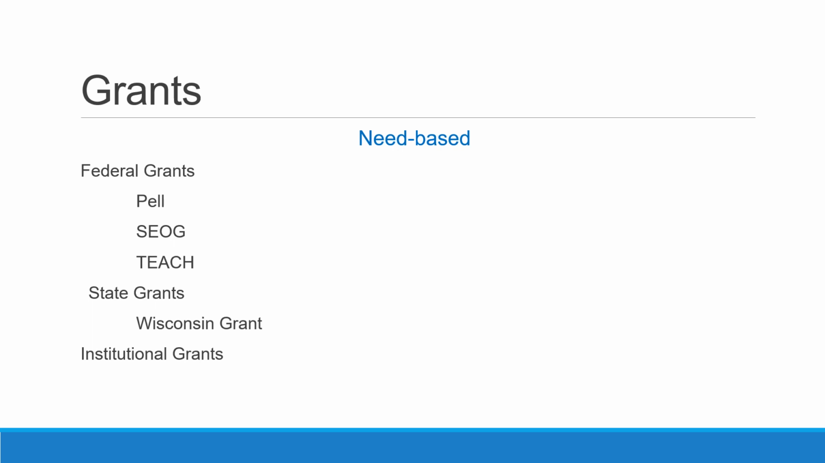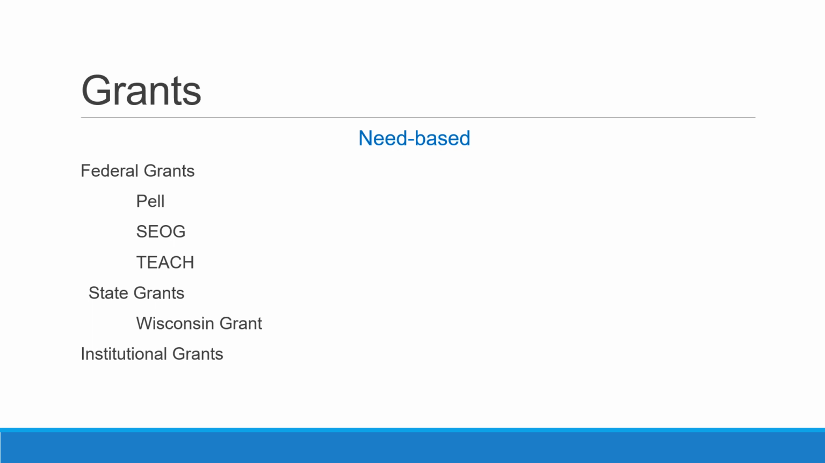Grants like scholarships are free money. Grants, however, are typically awarded on the basis of financial need. Remember our simple equation? Cost minus EFC equals financial need. Most grants require that the student have financial need.